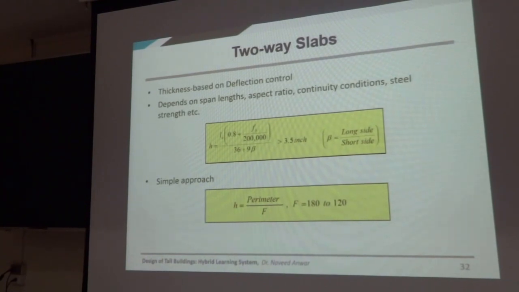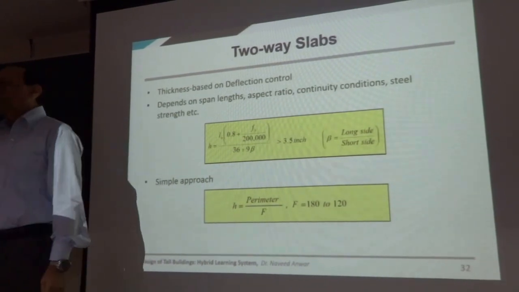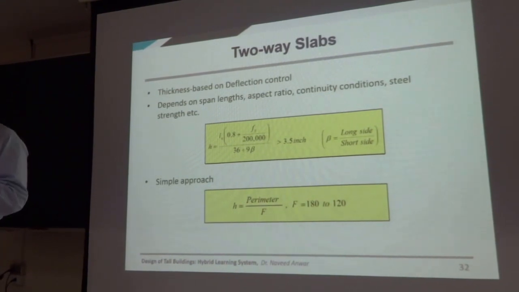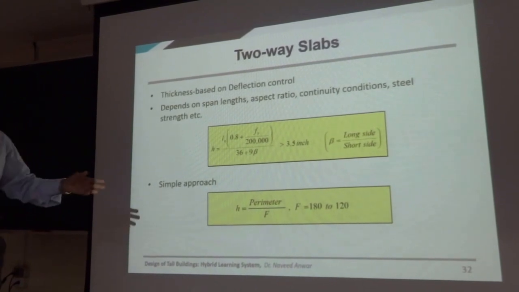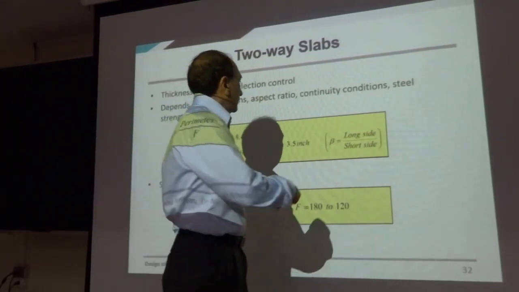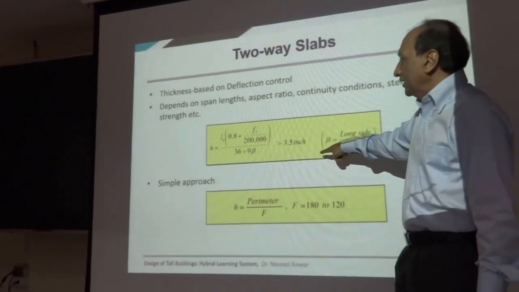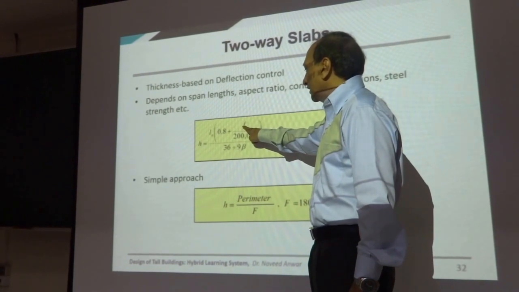So two-way slabs, thickness calculation. This is a little bit more complicated than thickness for a one-way slab where we just divide the span by some factor, because now we have two spans, two-way slab. So we need to consider the ratio between long span and short span, which is beta, and we need to consider the steel strength.